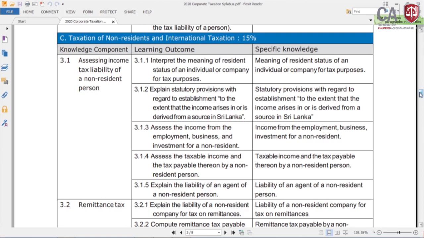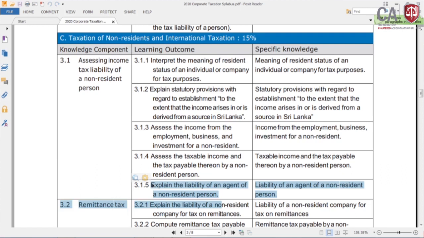And finally, assess the taxable income and tax payable thereon by a non-resident person. The ultimate objective is for you to compute the income tax liability of a non-resident person. Explain the liability of an agent of a non-resident person. When it comes to this area, this has been tested frequently.